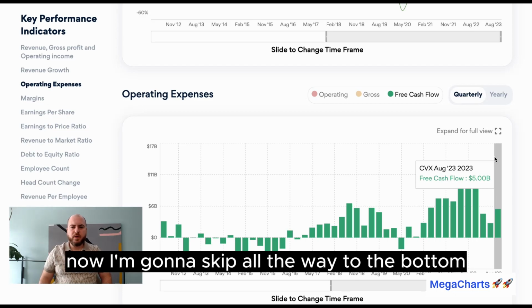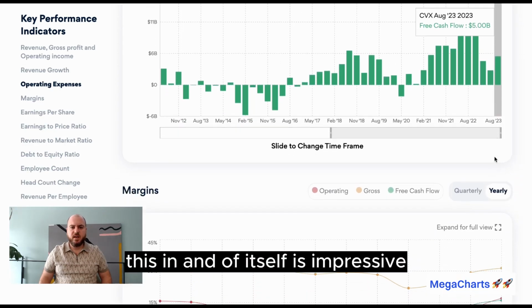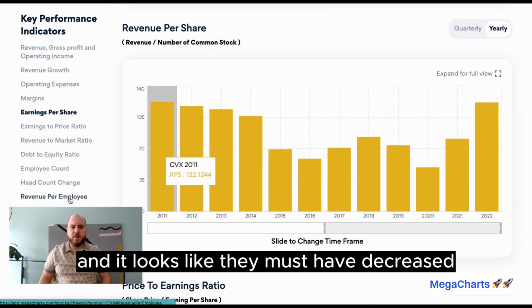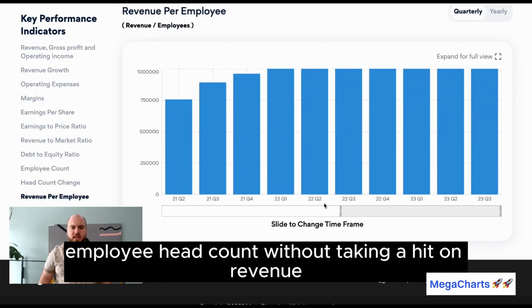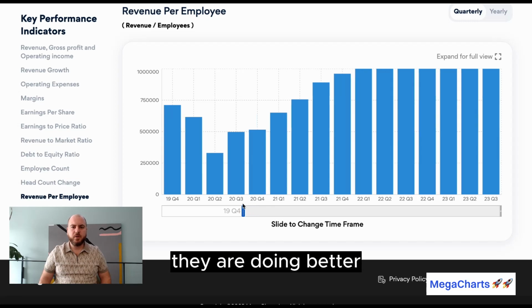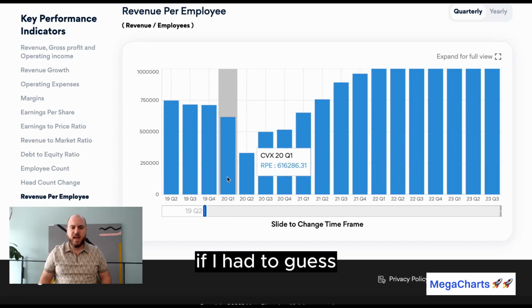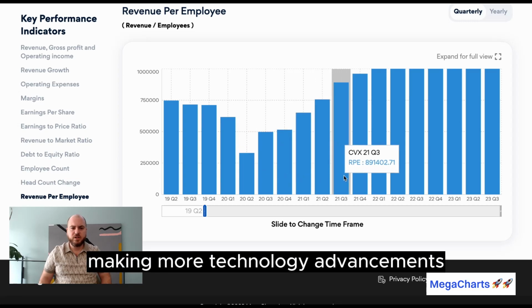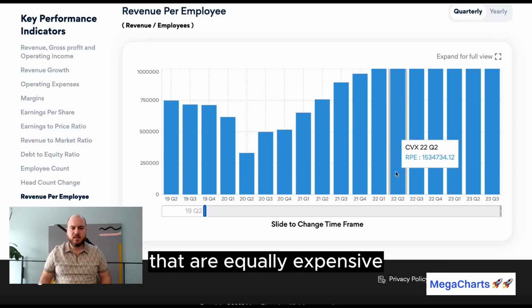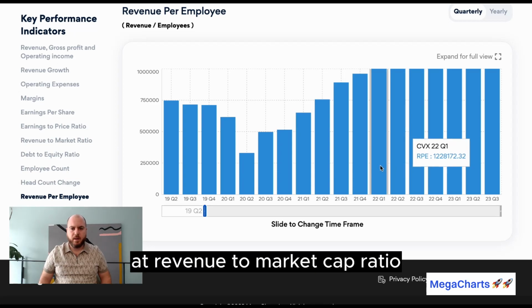Now I'm going to skip all the way to the bottom and take a look at revenue per employee. This in and of itself is impressive, and it looks like they must have decreased employee headcount without taking a hit on revenue. So from a productivity standpoint, they are doing better. I don't know why it's not translating into higher free cash flow. If I had to guess, it's likely that they're making more technology advancements that are equally expensive, at least for the time being.